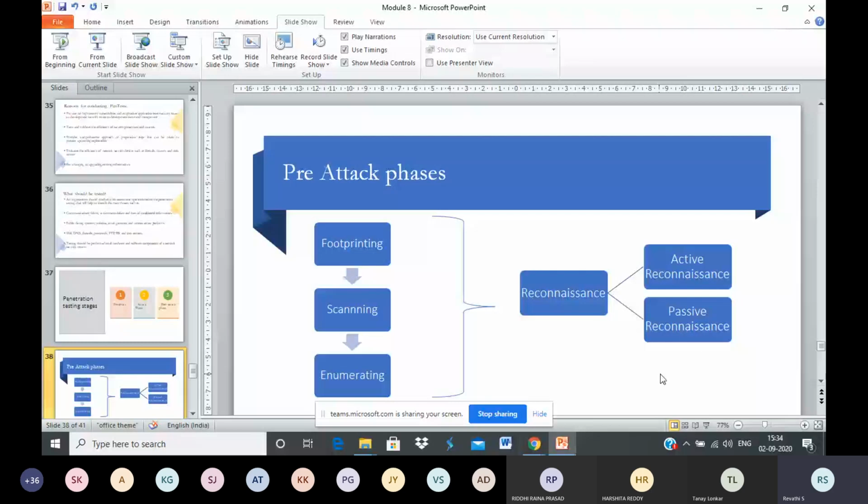Here you have 2 types: one is active, another one is passive. In passive you will be using only open source information. You are not going to purchase any specific technology or software to perform this. You are just going to use open source, which is freely available. Whenever we say open source, you have to understand it is freely available, in the sense it is legal. You can use that.